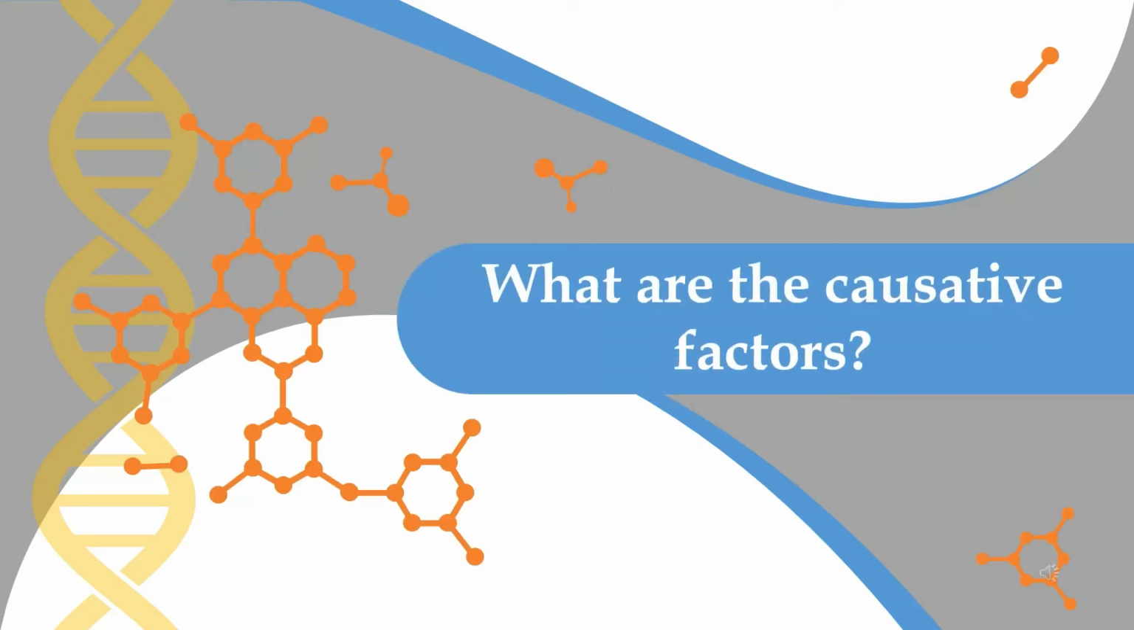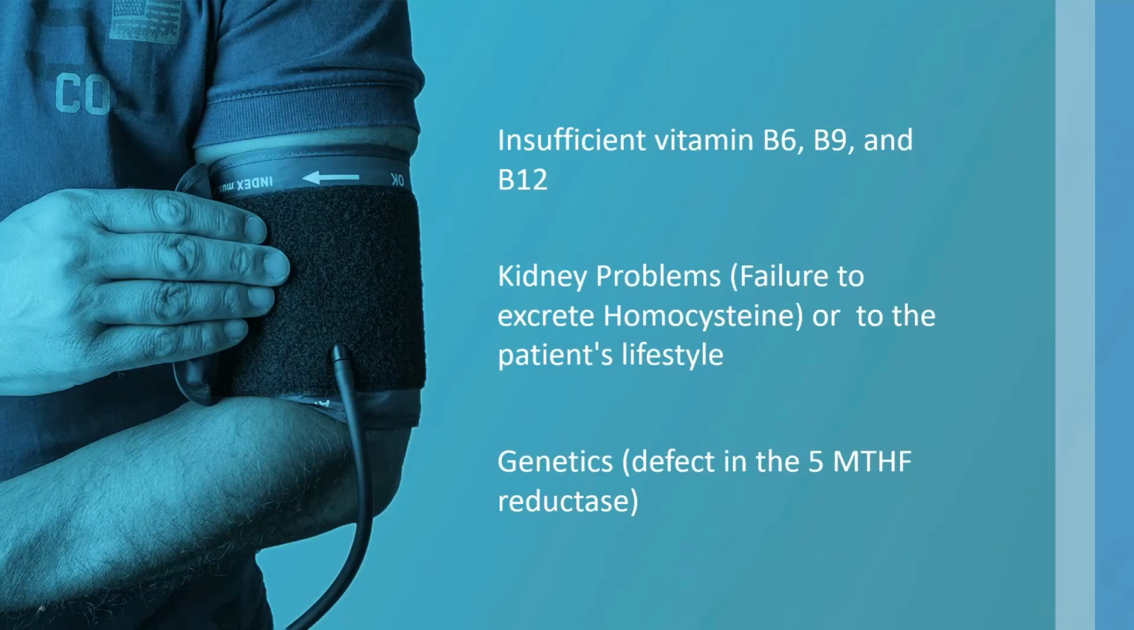Next, what are the causative factors for hyperhomocysteinemia? First is insufficient vitamin B6, B9, and B12. Next are kidney problems or the failure to excrete homocysteine, or it can also be due to the patient's lifestyle. And lastly, genetics or the defects in the MTHF reductase.